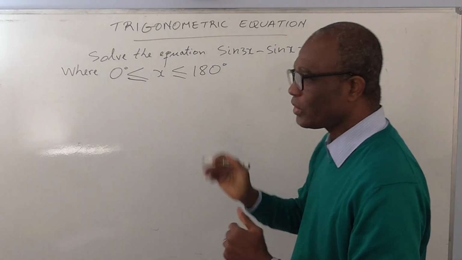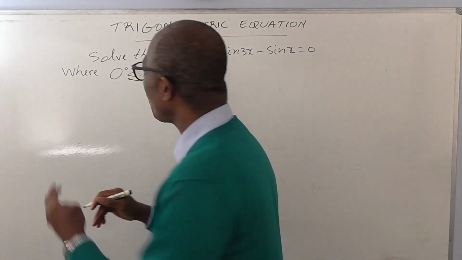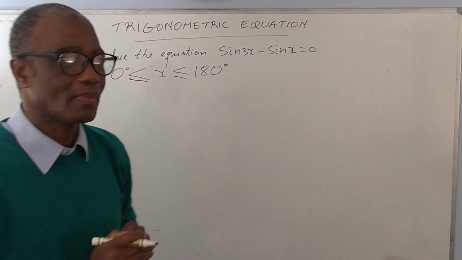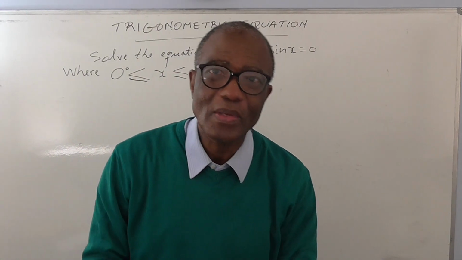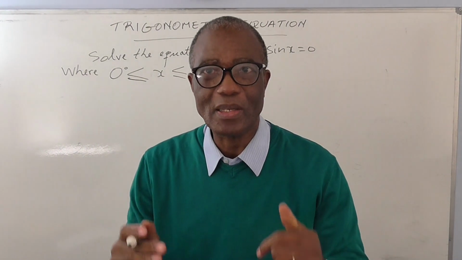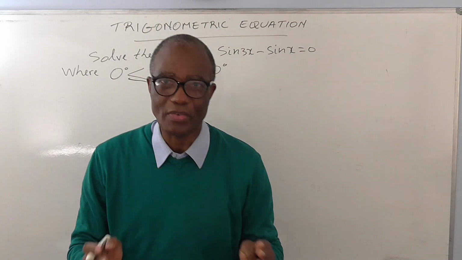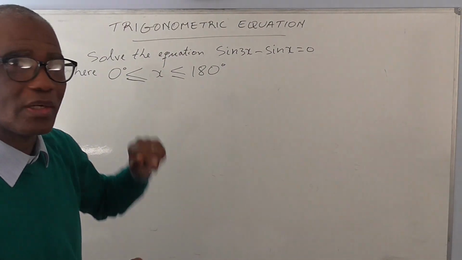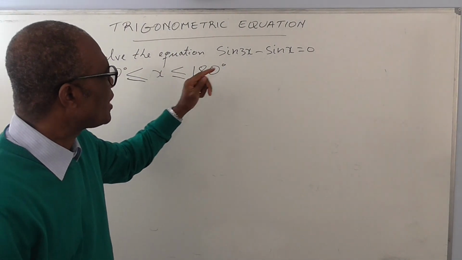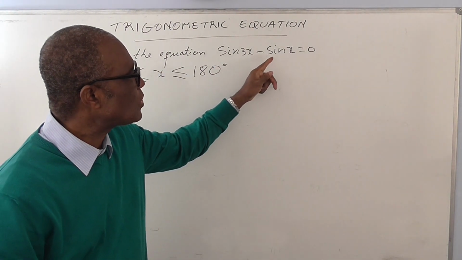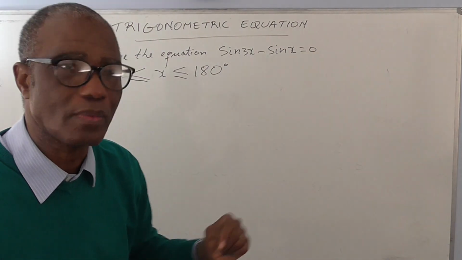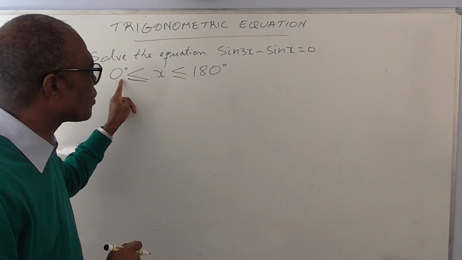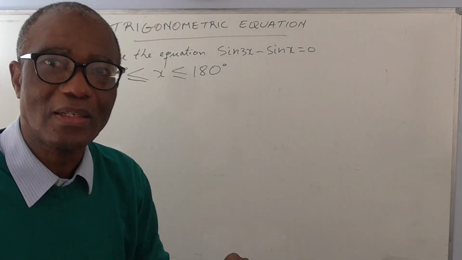We are going today to cover this topic of trigonometric equations. Trigonometric equations are for higher level mathematics students in Leaving Certificate, of course. Now we have the question: solve the equation sine 3x minus sine x equals 0, where x is between 0 degrees and 180 degrees.